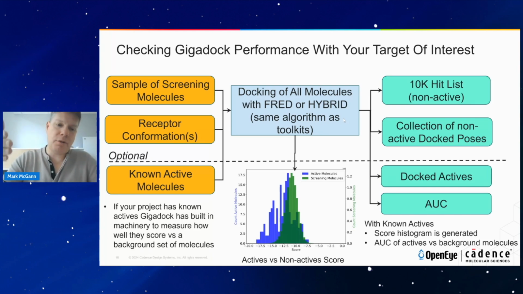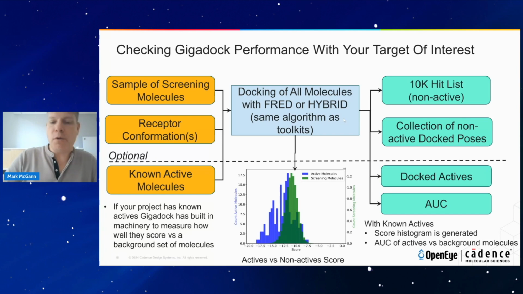But what the Gigadock flow will let you do if you have known active molecules, and say you're preparing to screen 1 billion or 10 billion molecules, you can actually select a sample of the molecules you're planning to screen against, say 1 million molecules, and you can give that set to the Gigadock flow along with your known active molecules. And if you do this, Gigadock understands what you're trying to do, and it produces a histogram that shows how your known active molecules screen against that subset of molecules you docked with as well, the sort of background set.